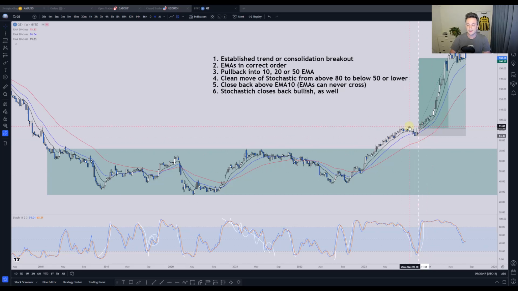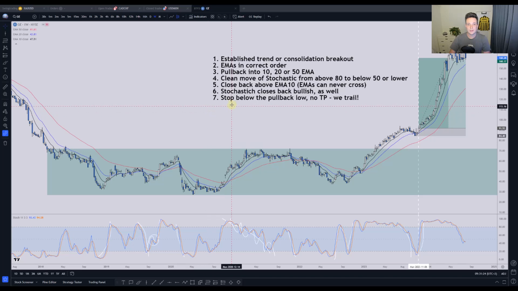Ideally, we are not at the top of the pullback when we get in, and we still have a little bit of wiggle room, but sometimes that happens, and that is still okay. I'm only telling you about the perfect quality criteria trade. And this here for me is a AAA trade because everything lines up nicely.